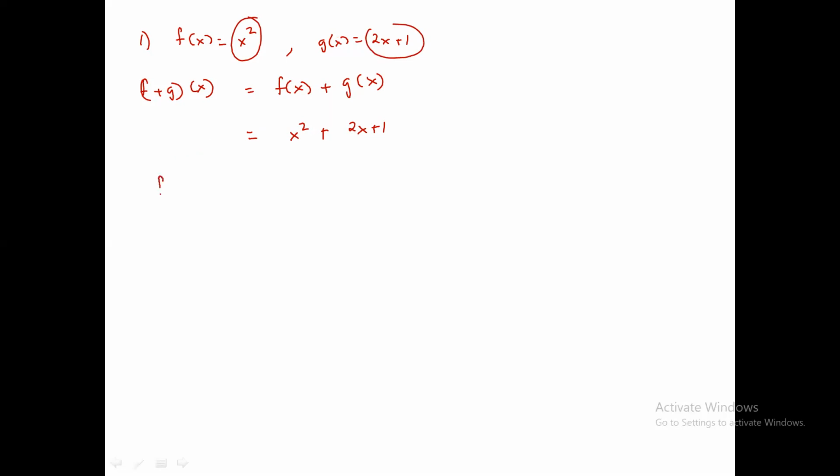Suppose if you have to find fg of x, that means you have to take f of x into g of x. You have to multiply. f of x is x squared, g of x is 2x plus 1. You have to multiply. When you multiply, you will get 2x cubed plus x squared.